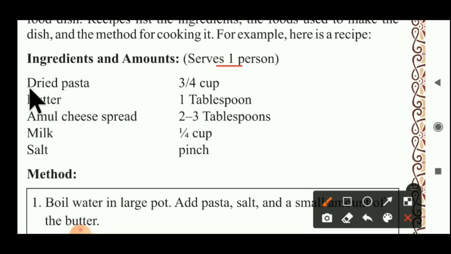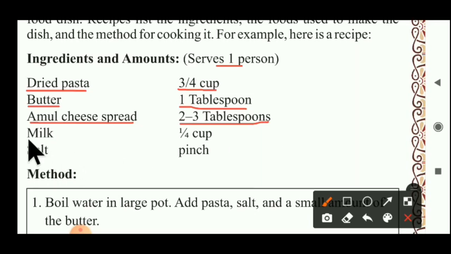First one is dried pasta. Here dried pasta is given. How much dried pasta is required? 3/4 cup is required. Okay, dried pasta. Then butter, the next ingredient given here. 1 tablespoon butter we require to make that pasta. Then Amul cheese spread. Amul cheese spread, 2-3 tablespoons we require.